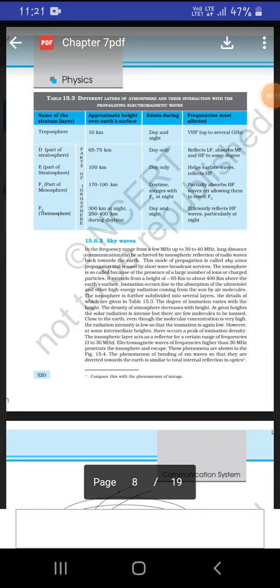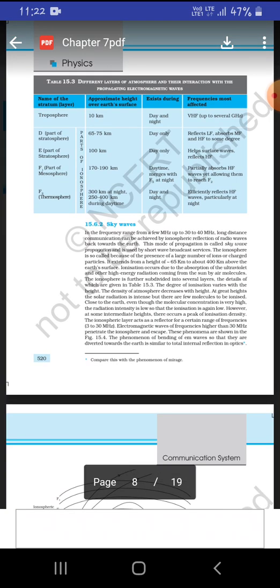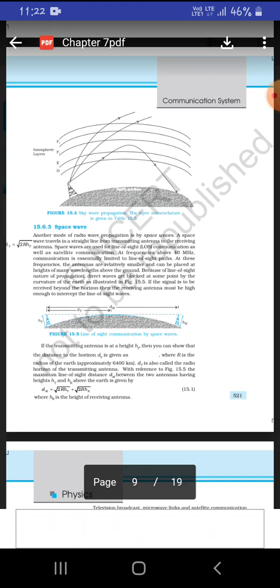So sky waves: in this, a range from a few megahertz up to 30 to 40 megahertz can travel a long distance in the air, and it extends at a height of 65 kilometers to about 400 kilometers above. It will travel like this, as you can see in the image.